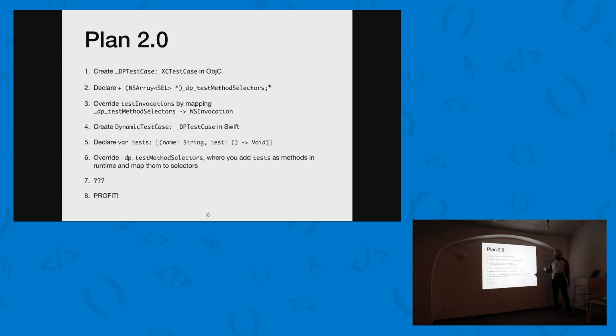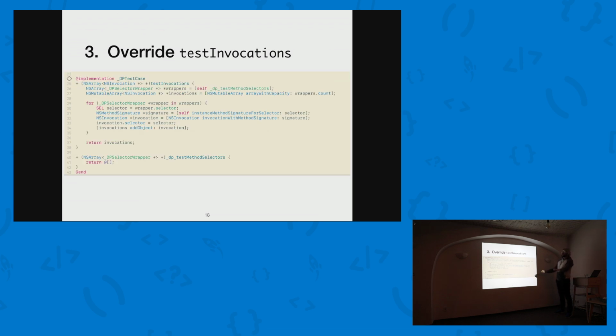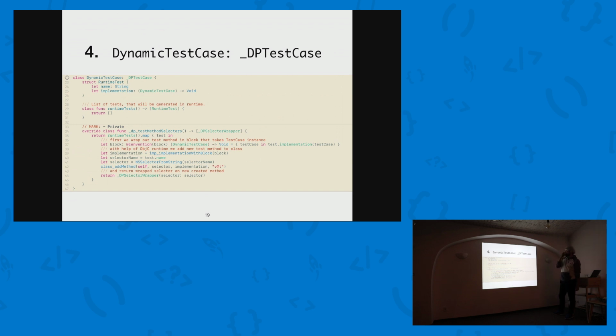So let's go. First one, easy peasy, some wrapper around selector, declaration, it's Objective-C if you don't remember. Second one, third one, we already did first, second. Get all methods from our magic method, create invocation. It's way easier than the Swift, you know? Yeah? And it's done. Now Swift part.